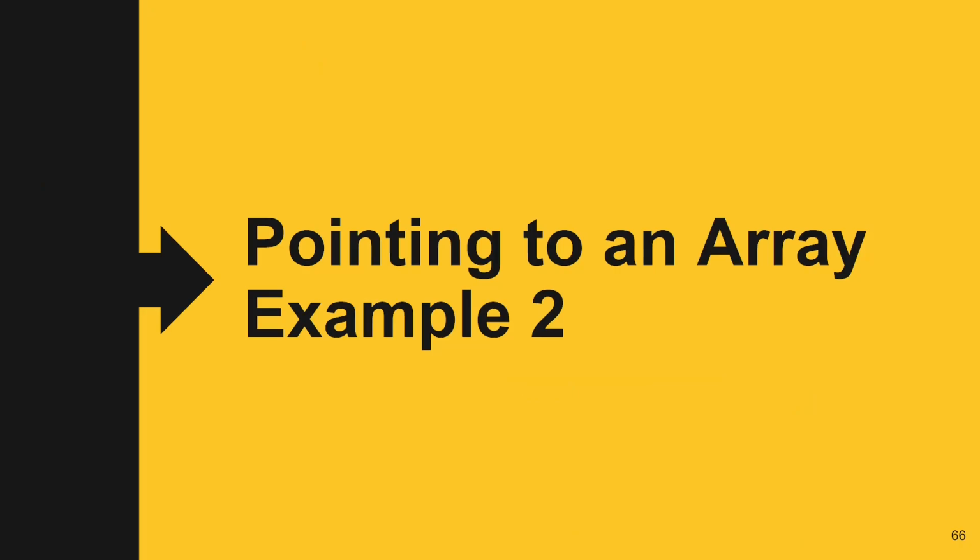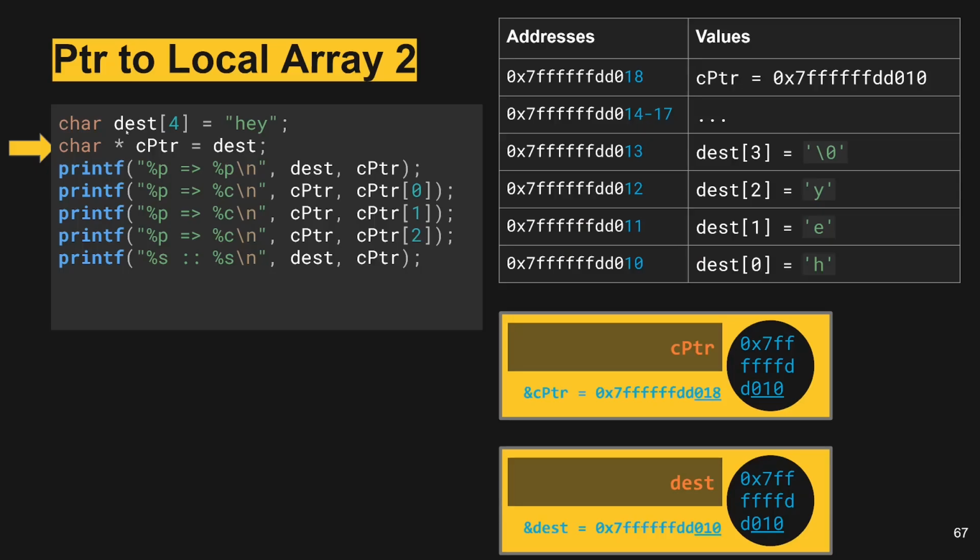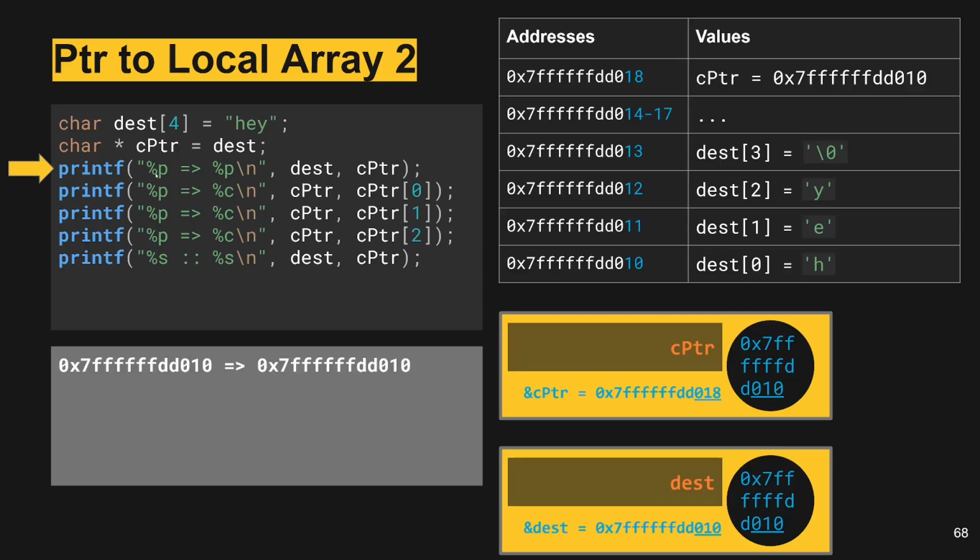In example 2, we are going to look at using the square brackets notation with a pointer. So in this example, instead of incrementing the pointer each time, we're going to use the square brackets. And everything up to this point is the same. C pointer equals the same address as last time. So we have %P equals %P. These are both still the same address.